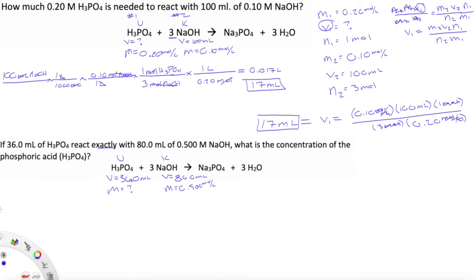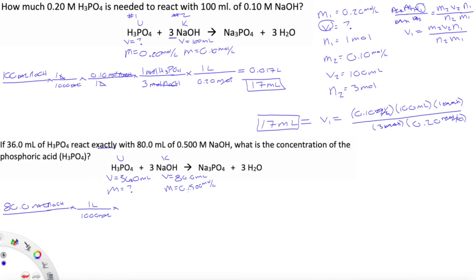So I'm going to go ahead. Step 2 says start with the volume of your known. So I'm going to start with 80.0 milliliters NaOH. And I'm in milliliters, and I'm using stoichiometry, so I have to convert that to liters so that I can get liters to cancel out. So I'm going to go ahead and divide that by 1,000, because I know there's 1,000 milliliters in 1 liter. Milliliters cancels out. Now I'm in liters.